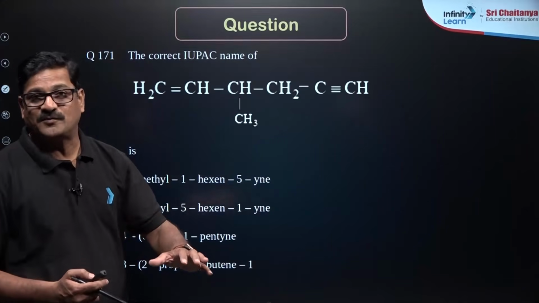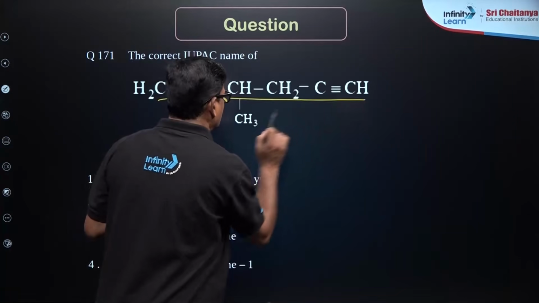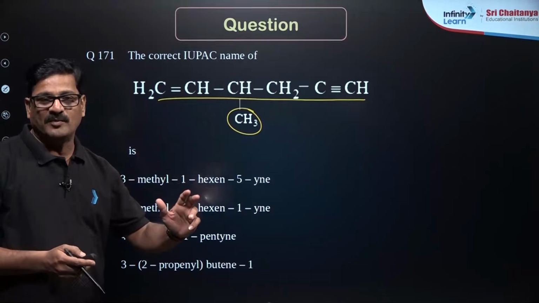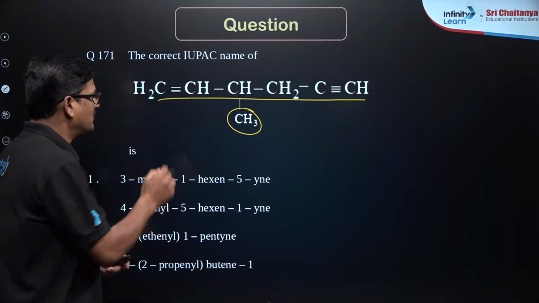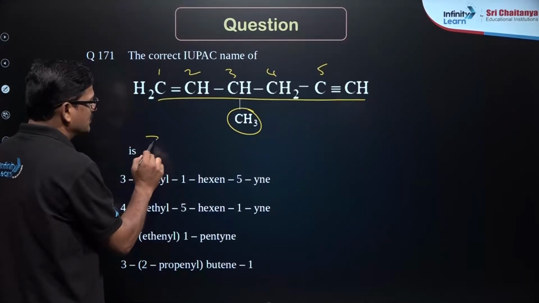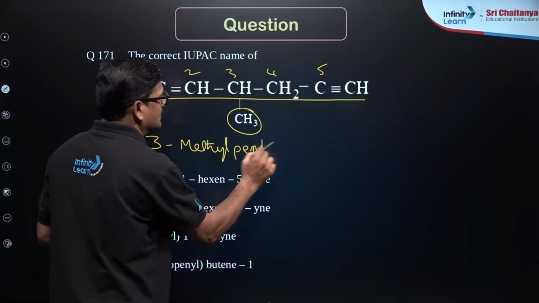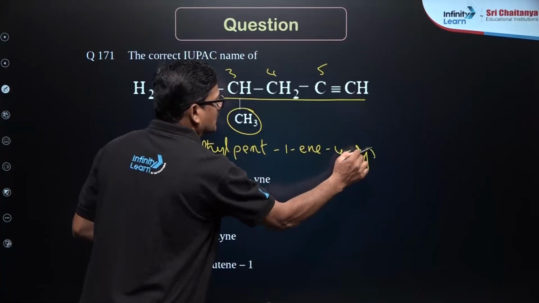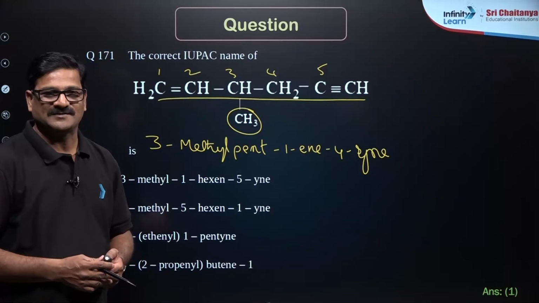Students, this question is directly from IUPAC nomenclature. So this is the principal carbon chain. So from where do I have to give the numbering? When both double bond and triple bond are present at equal positions, give the preference to the double bond, so that 1, 2, 3, 4, 5. So it is going to be 3-methylpent-1-en-4-yne. So I want to say option 1 is the correct answer for this question.